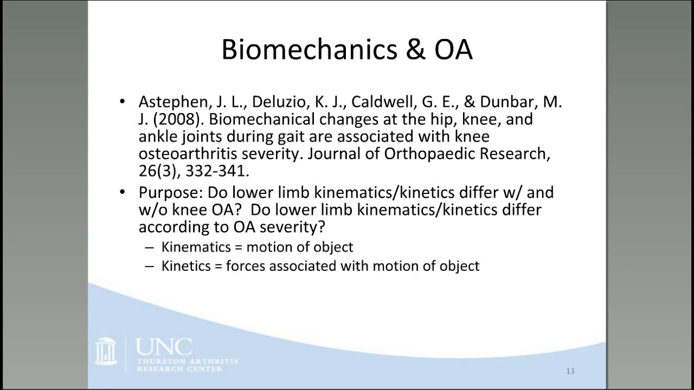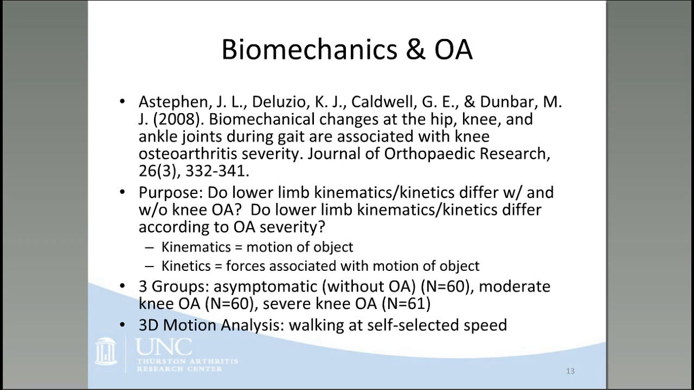And just to make sure everybody's on the same page, kinematic data is data that describes the motion of an object, so joint angles, joint velocities, those are examples of kinematic variables. Kinetic data is data that describes forces associated with the motion of an object. So ground reaction forces, joint torques or moments, powers, those are examples of kinetic variables.